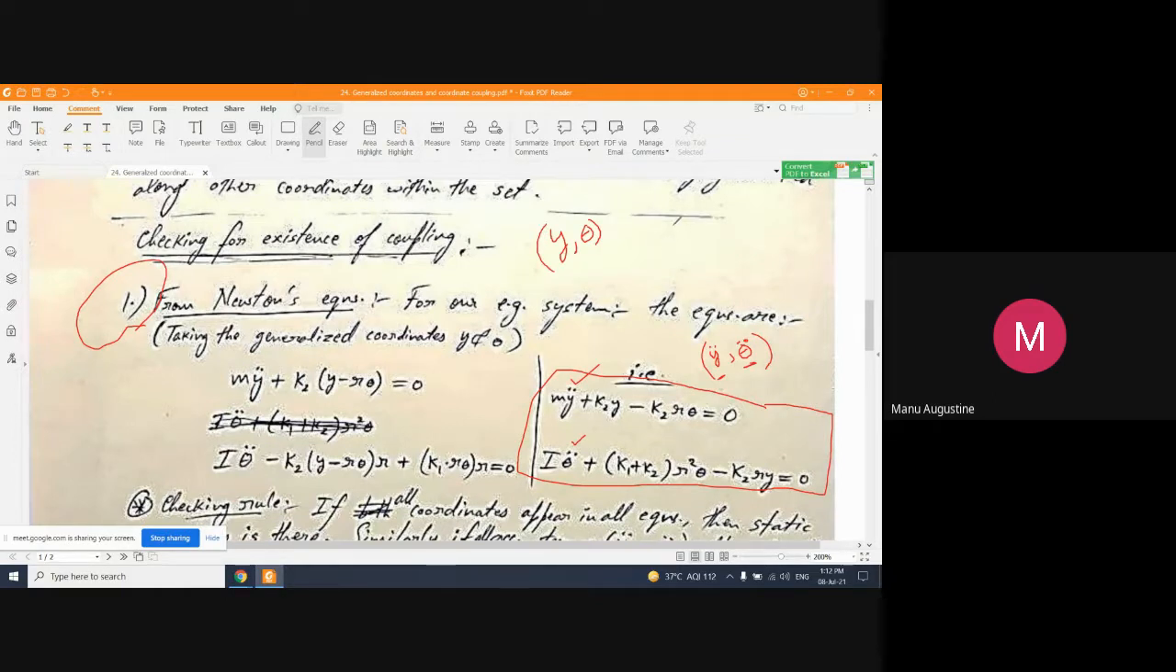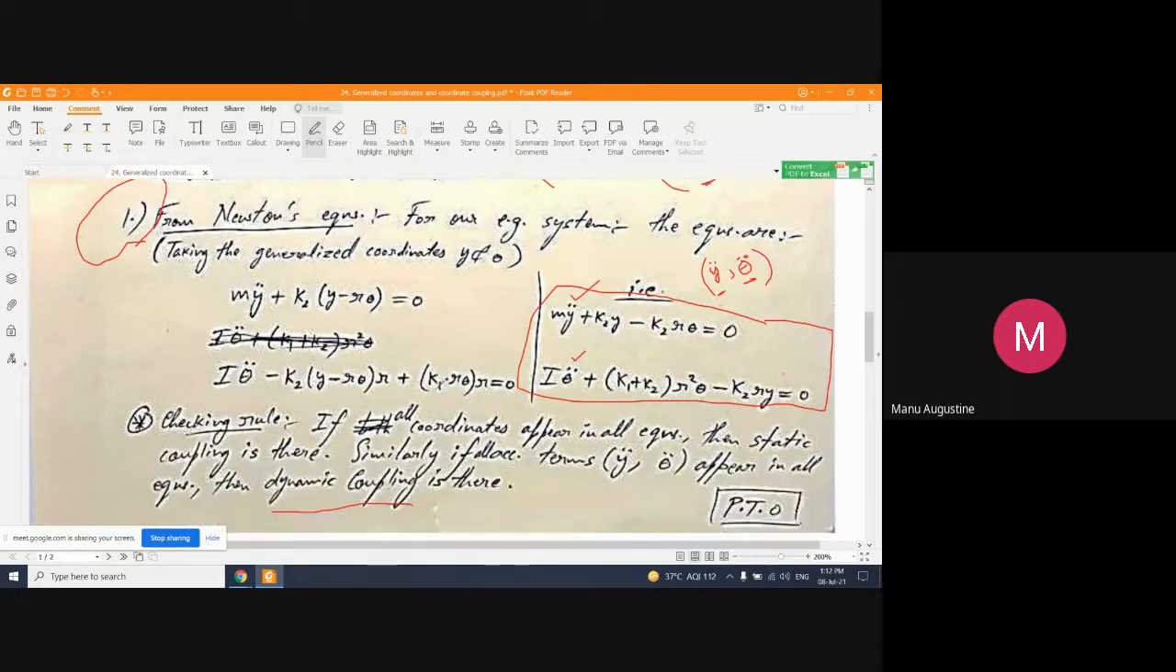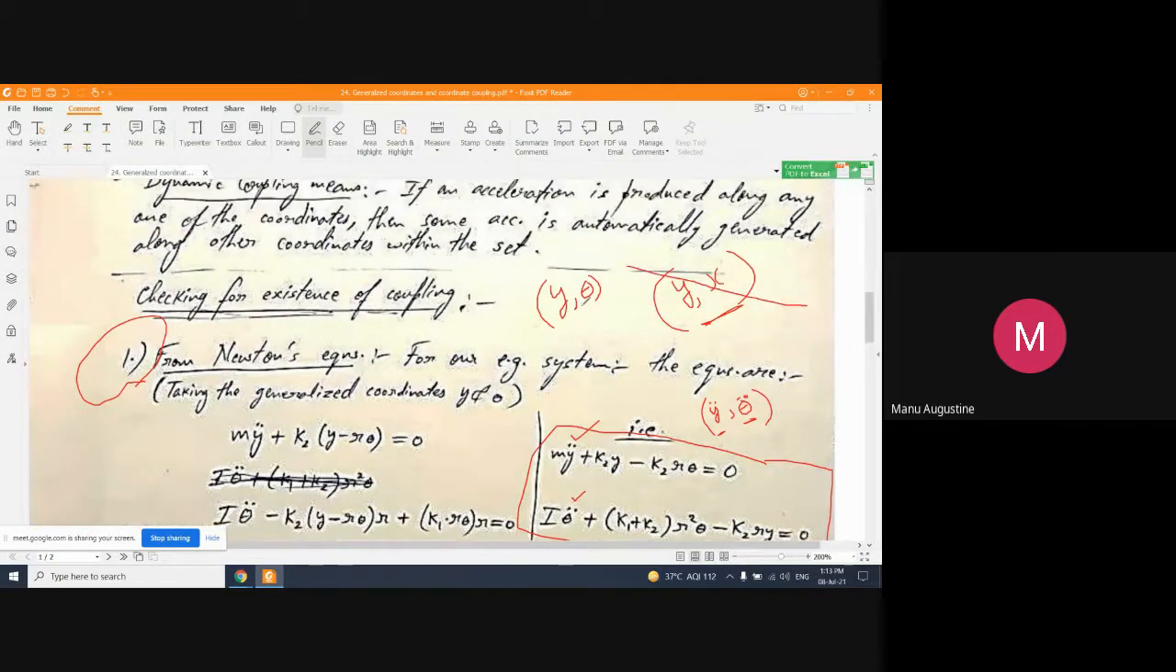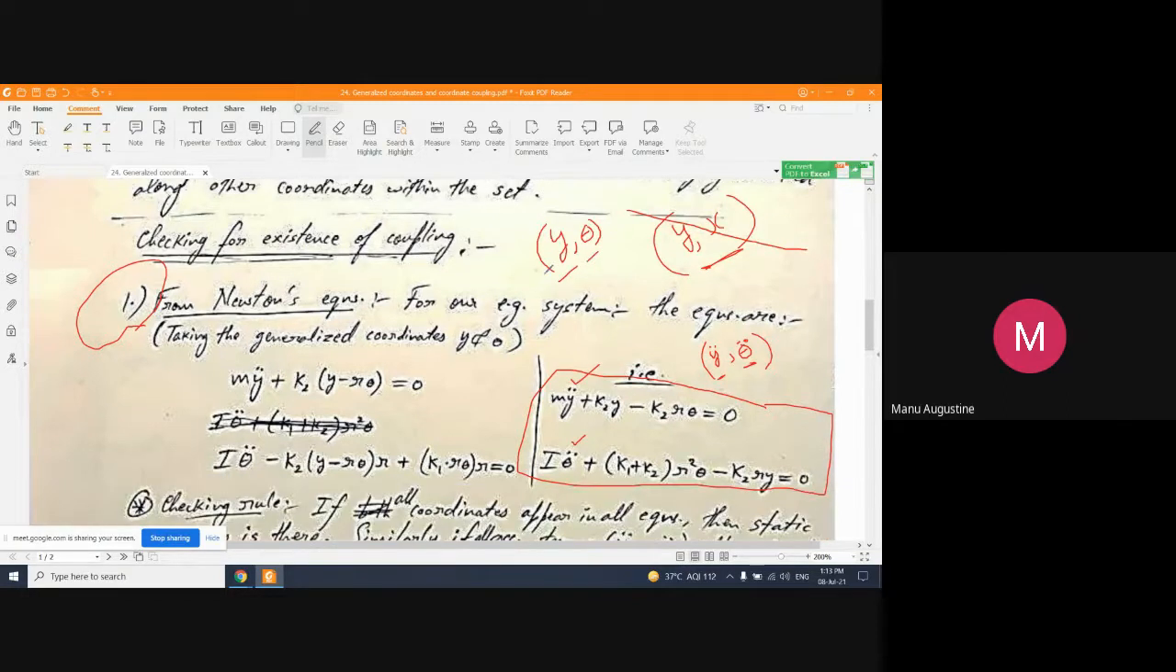And because these are generalized, you could have also gone for y comma x. And in that case, you will develop your equations for y and x, not for y and theta. Okay, so your equations will change. But anyway, since we are not dealing with y and x, we are dealing with y and theta. So what is our conclusion? We develop the Newton's equations for both the masses. First check is to check for static coupling. You check whether y and theta as the variables themselves appear in all the equations. Yes, it's true. So there is static coupling.